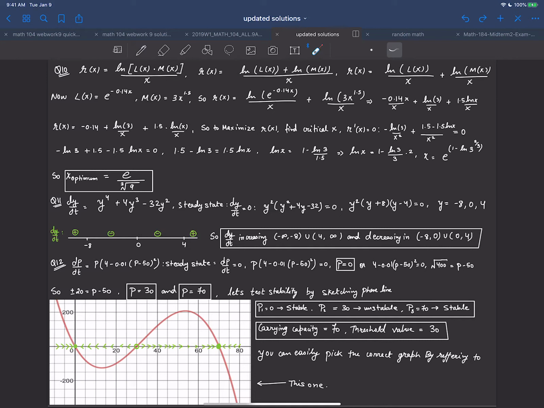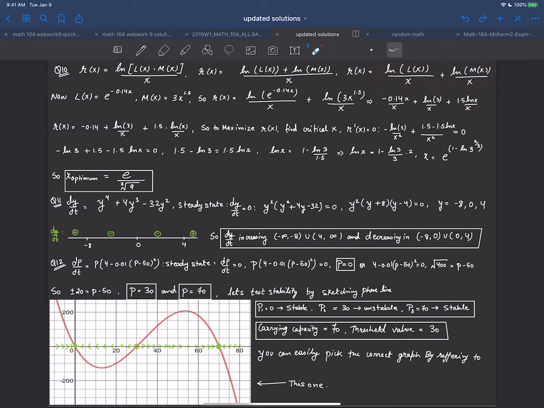So in this case, they've given you a function r of x that's just ln of some function L times some function M divided by x. So first of all, it's a better choice to go through and analyze this by simplifying it. Ln of two things being multiplied could be written as ln of the first thing plus ln of the second thing. I did that, and then you can separate these into two different entities here.